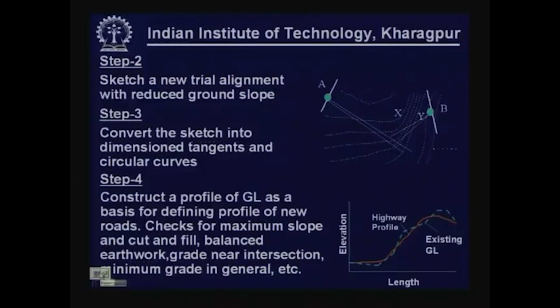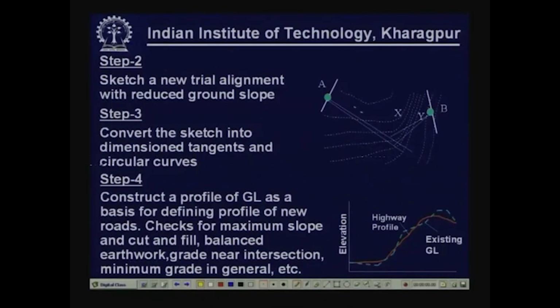So, what we have done here, try to see that. We start drawing tangents, different tangents like this. Earlier we are connecting it like this, now we are drawing tangents like this. So, obviously we are crossing the contour lines over a longer horizontal distance. So, we draw it like this and then try to give a finished shape making proper curves. So, sketch new trial alignment with reduced ground slope, convert the sketch into dimension tangent and circular curves. Wherever these two tangents are meeting, you try to insert a curve.